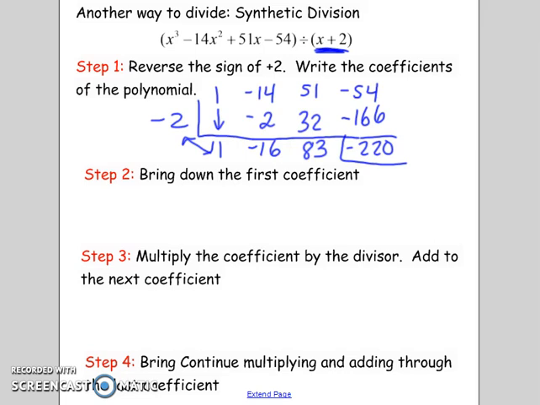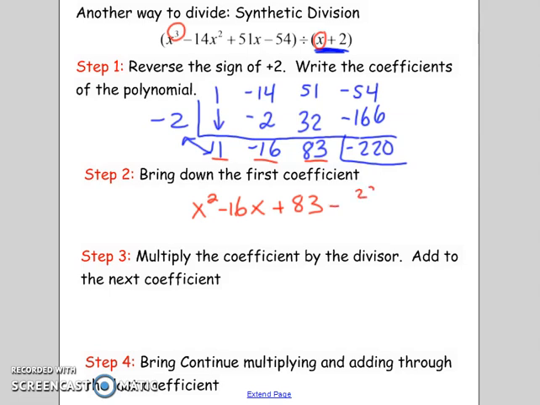So once we have all that out, we're going to write our answer by just dropping a degree. So we started off with x cubed, so my answer is going to start out as x squared. Since we're dividing it by an x, it's going to reduce everything by 1. These values here are the new coefficients. So that's a 1x squared minus a 16x plus 83. And then our remainder here is a negative 220.